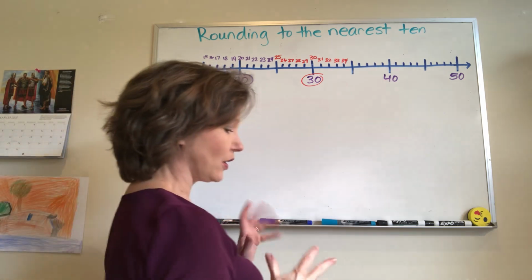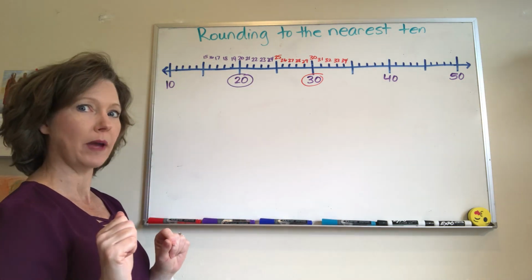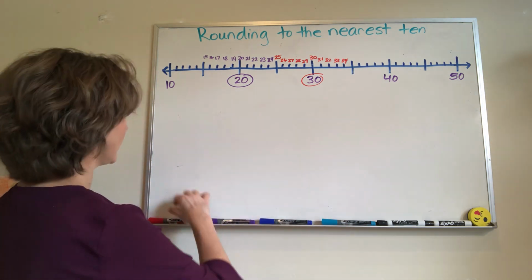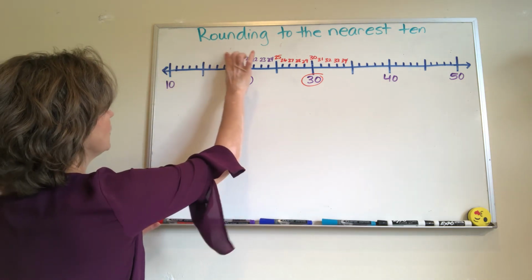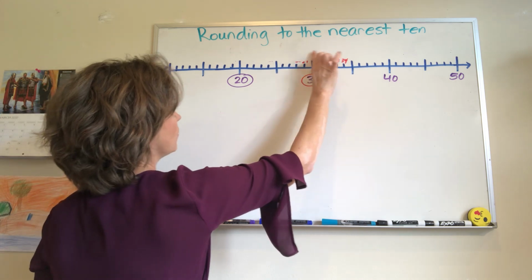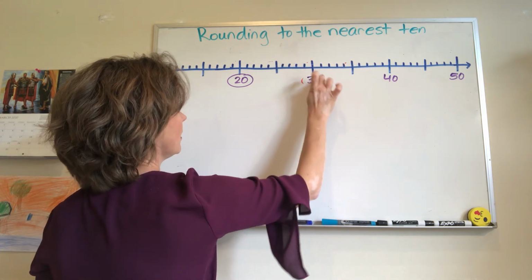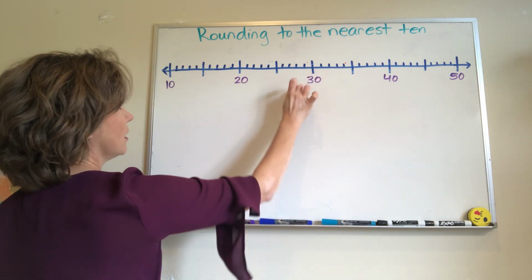Okay, so let's do a couple. I'm going to give you a number. You're going to take out a sheet of paper and a pencil, doesn't matter what kind. If you need to pause me until you take out a piece of paper and a pencil, that's totally fine. I'm going to give you some numbers and you're going to write down the nearest 10 that it rounds to. Are you ready? Get your paper ready. Here is your first number.